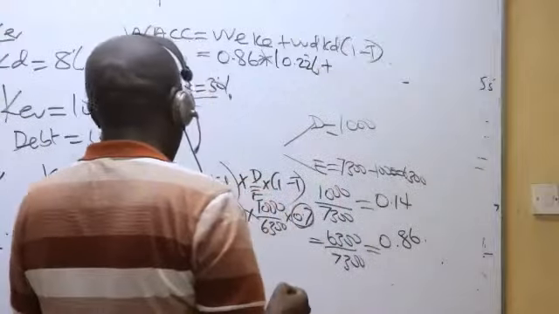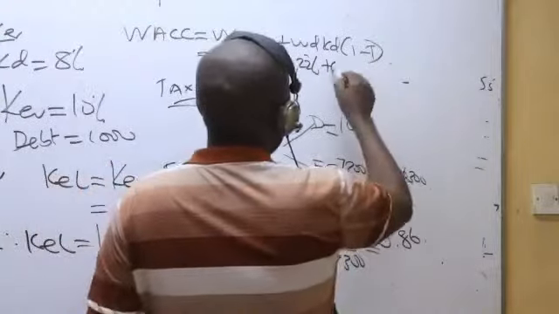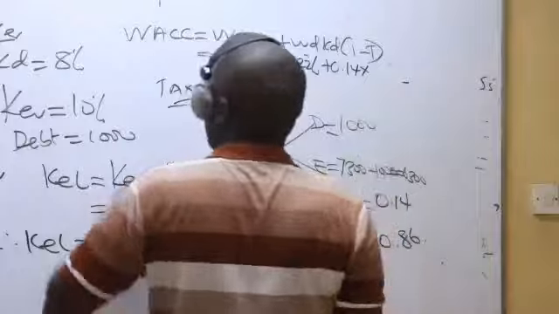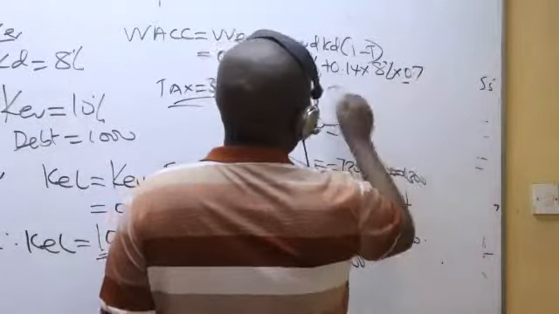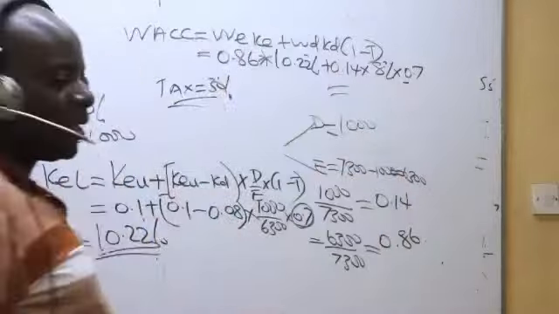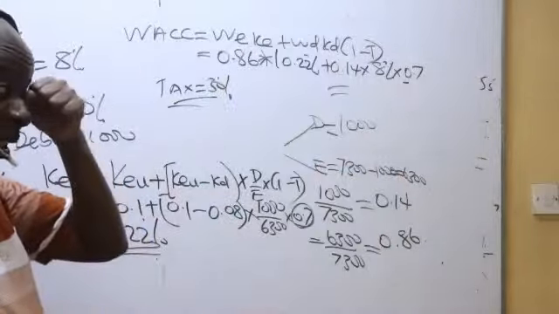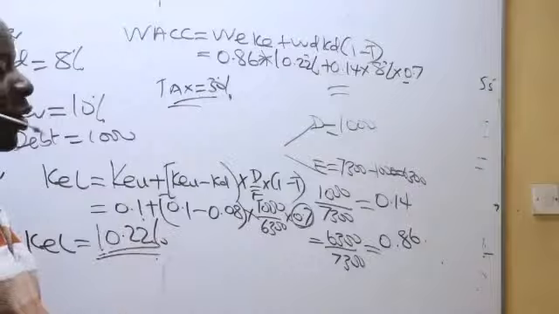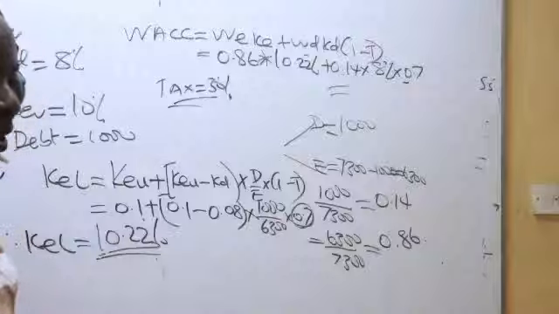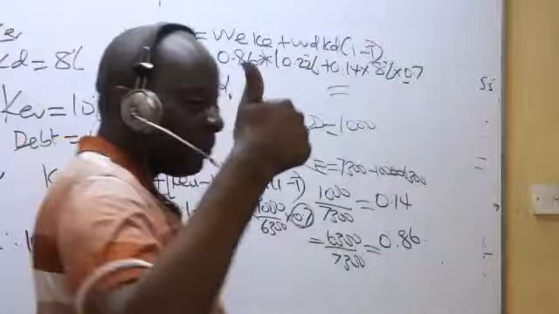Plus weight of debt, 0.14 times cost of debt. Cost of debt is 8% times 0.7. So then somebody should be able to give me the final answer of the WACC. I'm being told it's 9.57, 9.56.